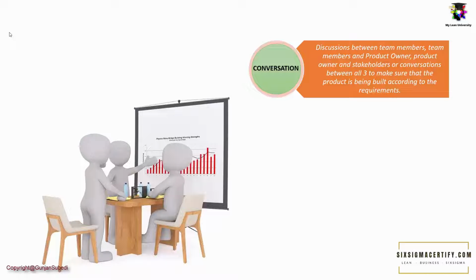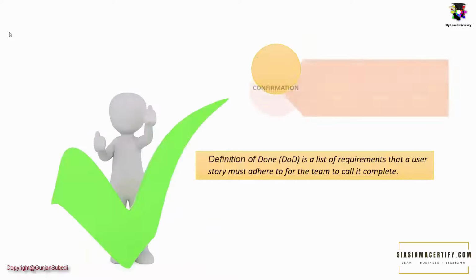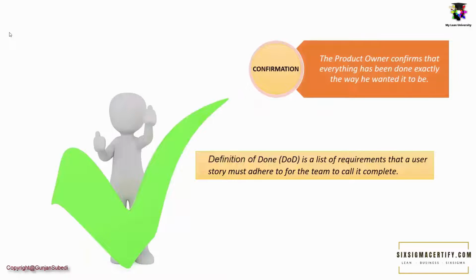The conversation can be supported by different documentation and acceptance criteria too. Acceptance criteria of the user stories consist of a set of test scenarios that must be met to confirm that the software is working as expected. The next component is confirmation. The product owner must confirm that the story is complete before it can be considered done.